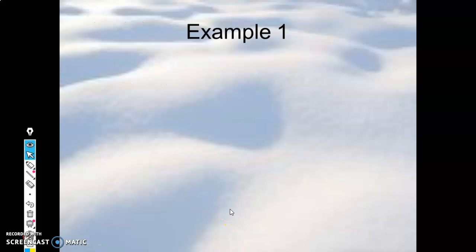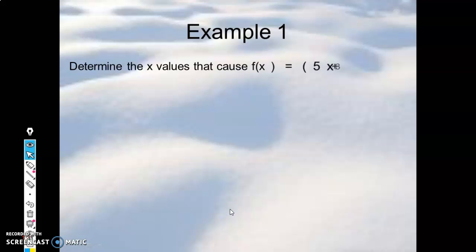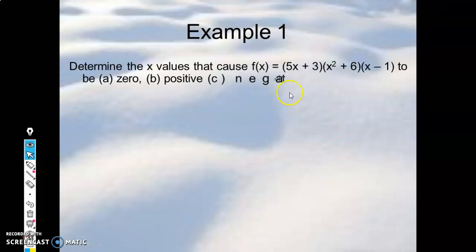But anyhow, let's do example 1 here. Determine the x values that cause this function to be 0, positive, and negative. Okay, so first, let's just consider what this functional graph would look like. That will kind of help you when you're determining this.